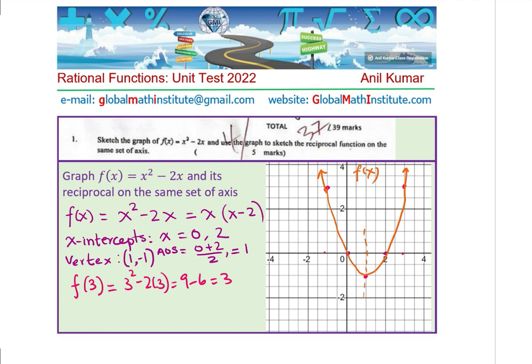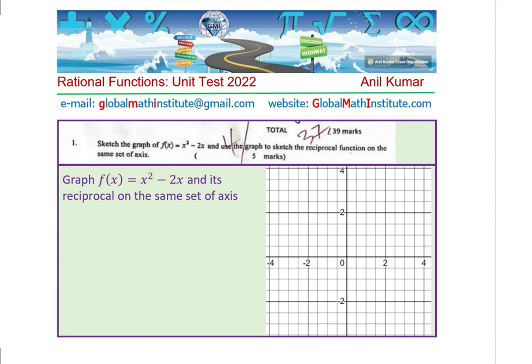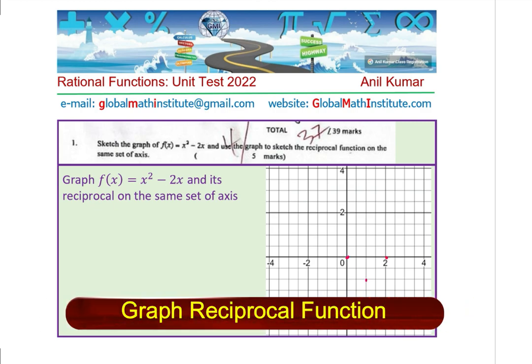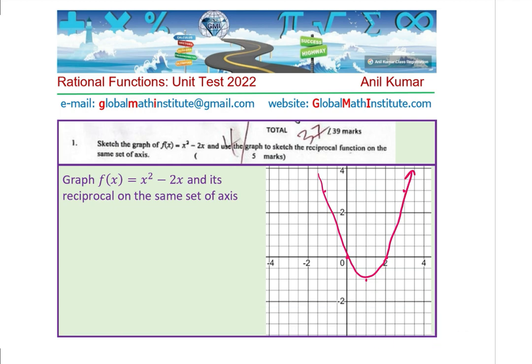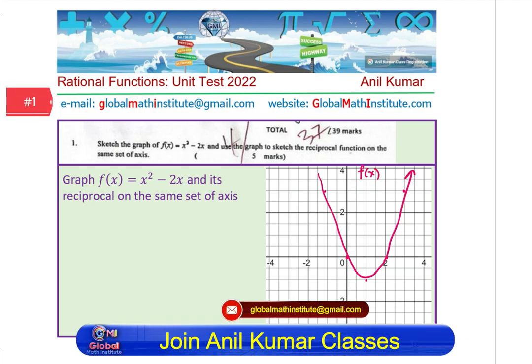So we have done the first part of this, which is to graph the function f of x equals x squared minus 2x. Now on the same axis, we have to draw the reciprocal. How do we do that? Let's try to see it on a fresh page. So what we have done just now is we identified critical points, and based on that, we actually sketched our graph, correct? So we had at 3, we had 3. Correct. So we'll just sketch this graph. So that's the parabola. I'm now writing this as f of x. Now let us see how we sketch the reciprocal of this function.